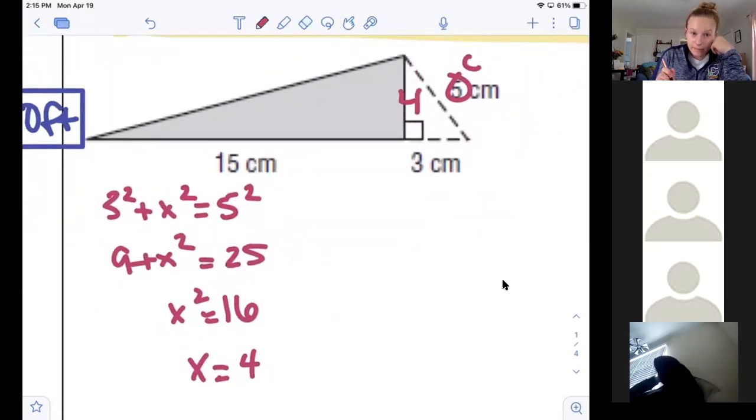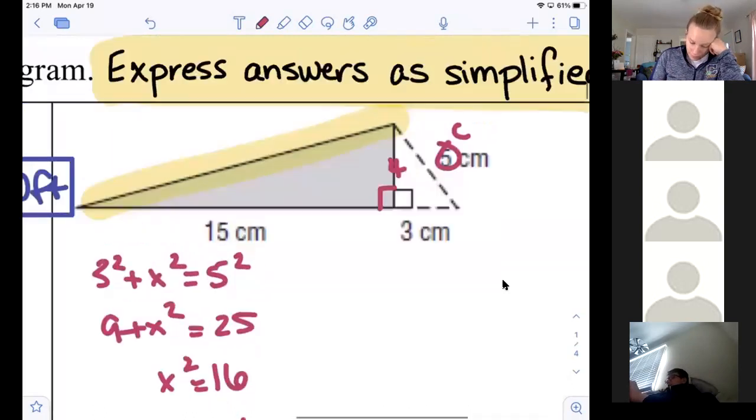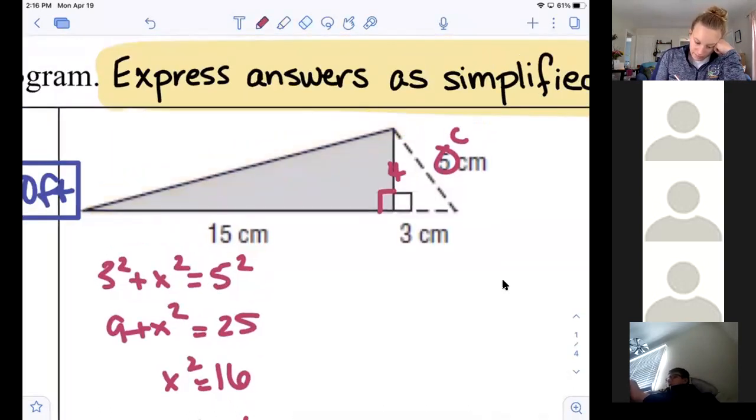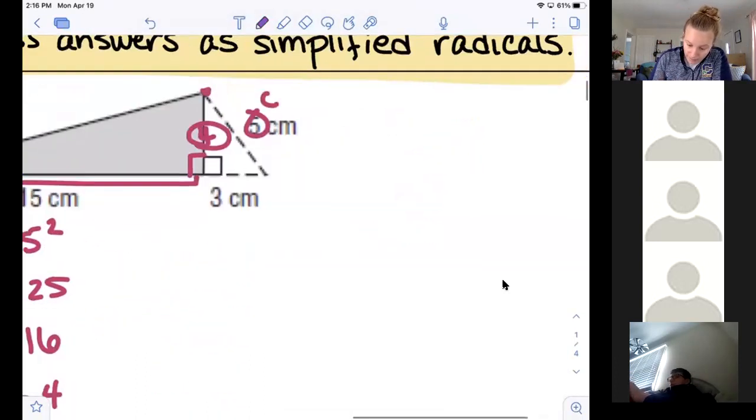And get 4 right here. Okay. Now, before I find this last missing side, I actually can do area very easily here. I've got a right angle right here. So I've got a base, which is the whole shaded length. And then I've got a height, which goes from a vertex to be perpendicular to the opposite side, which is 4. So I'm actually going to do my area really quickly. I don't need to do anything else in order to find this.